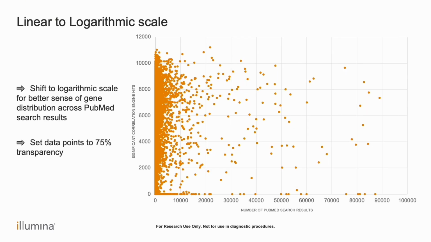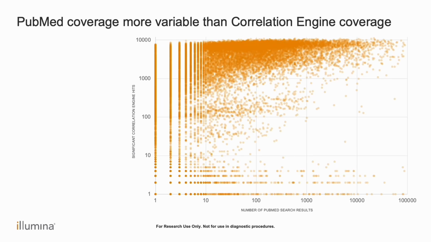The results for PubMed vary over orders of magnitude, so let's shift to a logarithmic scale and set data points to 75% transparency. With those adjustments, we see that indeed the number of PubMed search results still vary widely, while most Correlation Engine results seem to fall between 1,000 and 10,000 significant results, whether the genes are less well studied or better understood based on the PubMed results. Let's see what a histogram view can tell us.